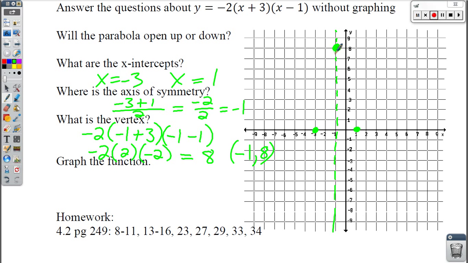So then to graph the function, well, we've got 3 points. That's enough to graph a parabola.